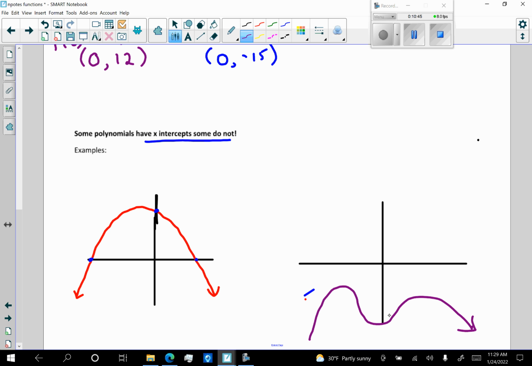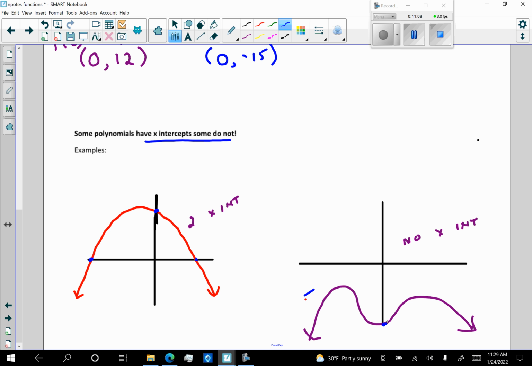Whoa. There's a graph that doesn't have any x-intercepts. This graph has two x-intercepts. And of course, they both have y-intercepts. Okay. Pretty easy stuff right there, x and y-intercepts of the graph.